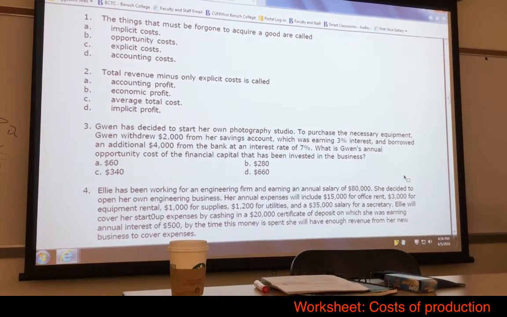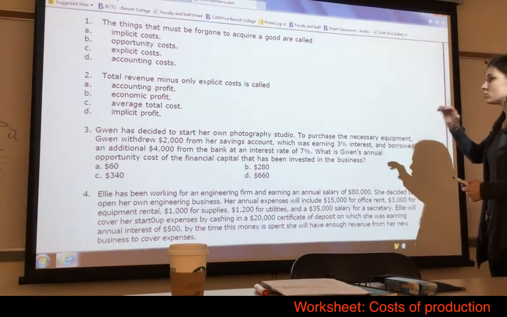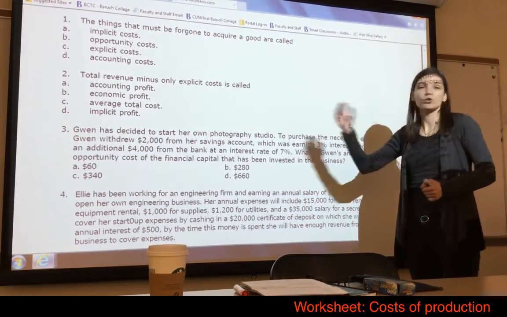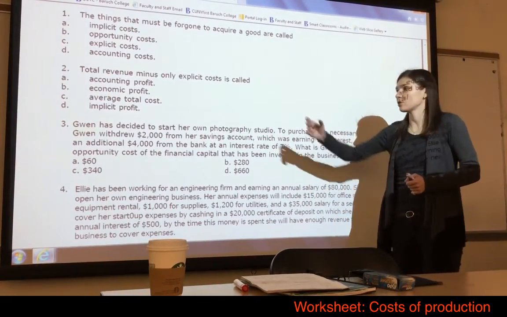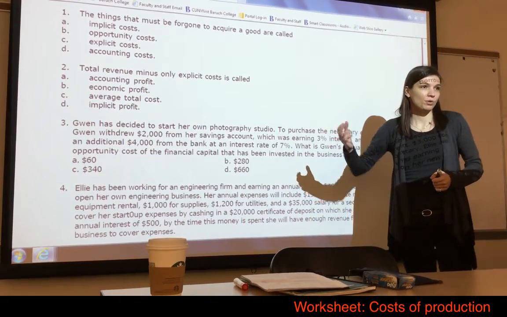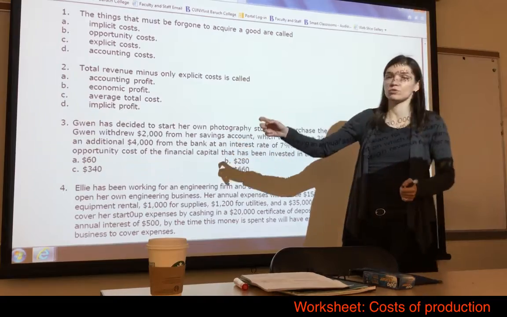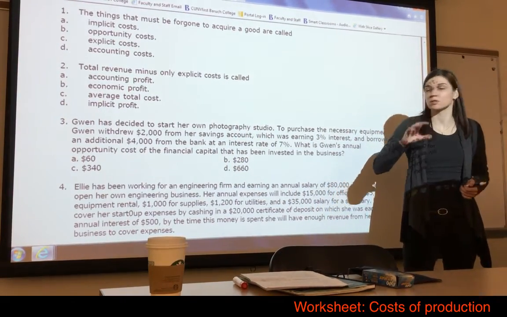Right. Isn't it 60? Yeah. Why though? So 3% of 2,000, she could have earned on the money, exactly. So this is the idea here. She could have earned 3% on those 2,000, but she's not, because she's decided to take them out and invest them in the business. So the 3% of 2,000, which is 60, is an opportunity cost for her. It's an implicit cost.